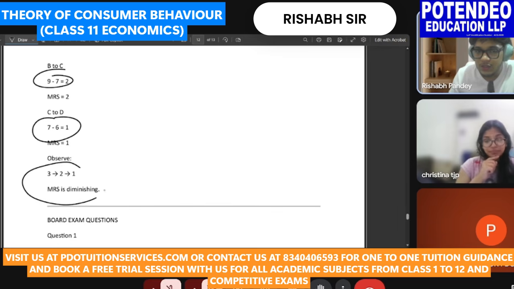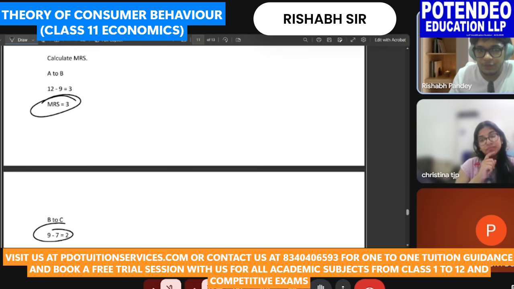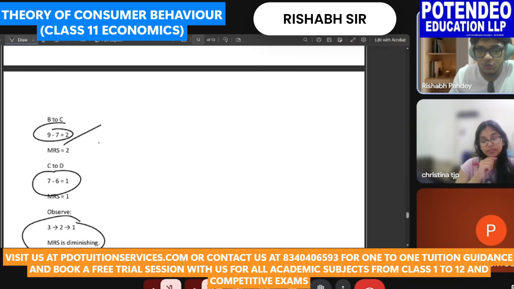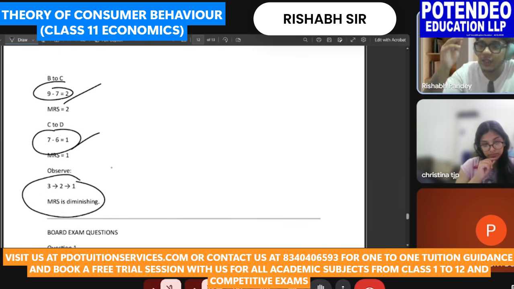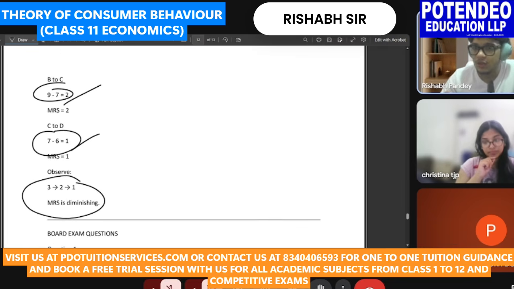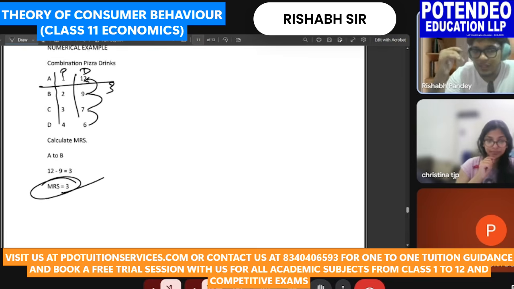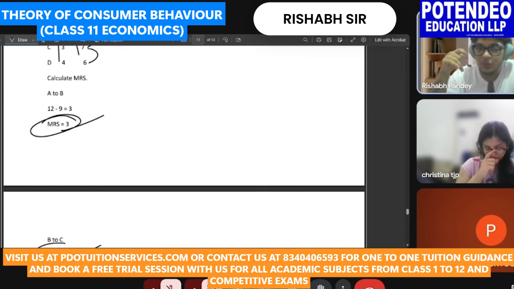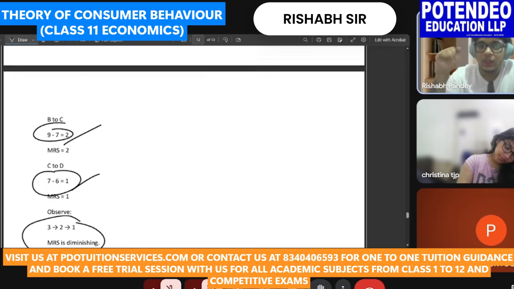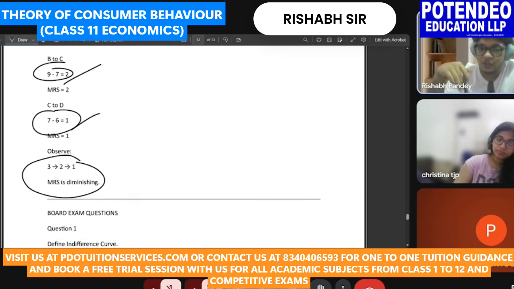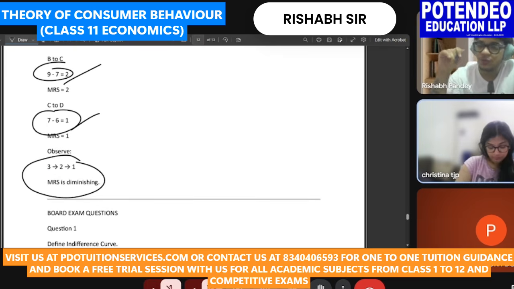So the MRS is diminishing. See, it was 3 in the upper half, then it became 2, then it became 1. So now you got a table example also of how it is diminishing. One by one commodity is increasing. A, B, C, D, it started to decrease. From A to B, it was 3, B to C, 2, C to D, 1, and then it moves on. Right? Any doubts?